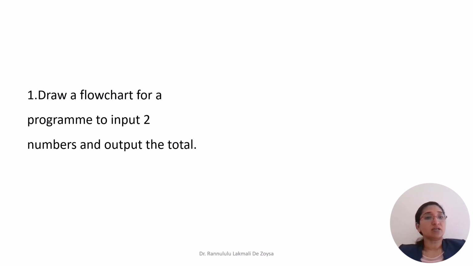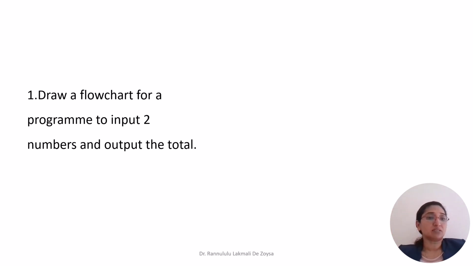Now, whenever you are given this type of a question, you need to first of all think, what is the best control structure? What is the control structure that I should use to achieve this? To input 2 numbers, without getting the 2 numbers, you can't get the total. So you need to follow the steps.